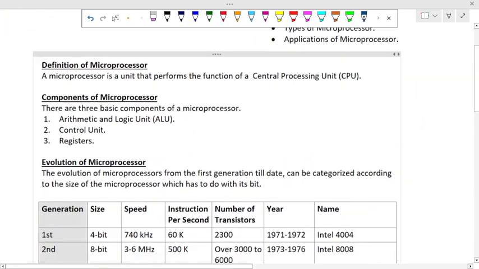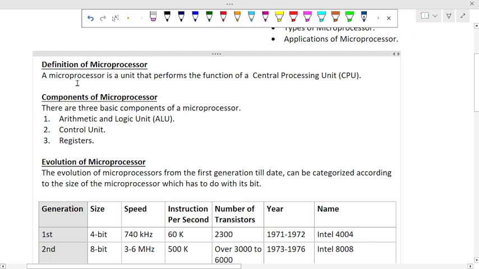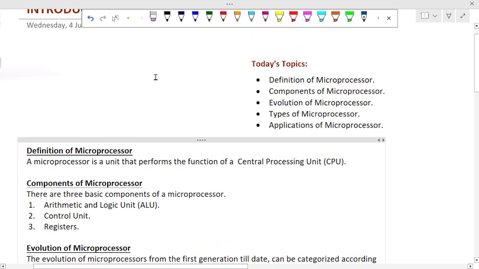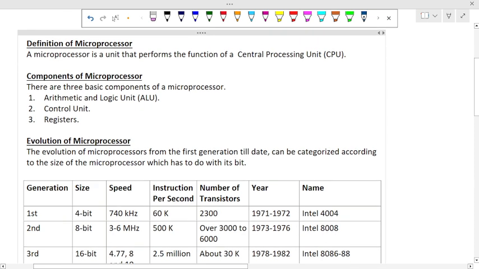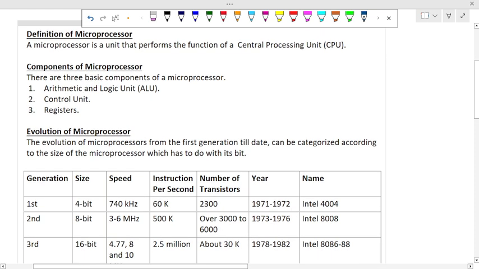Now I just have to write all this out to make things easy so you can just see and read. So what we are going to cover in this video, which we have started already, is the definition of a microprocessor, components of a microprocessor, evolution of microprocessor, types of microprocessor, and application of microprocessor. Okay, so for definition, I think we've done that already: a microprocessor is a unit that performs the function of a central processing unit, and I've explained what happens with that central processing unit even with an example, so you can just take the video back and watch again and again.